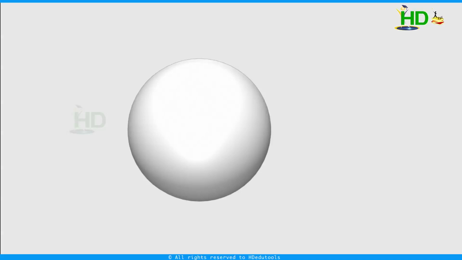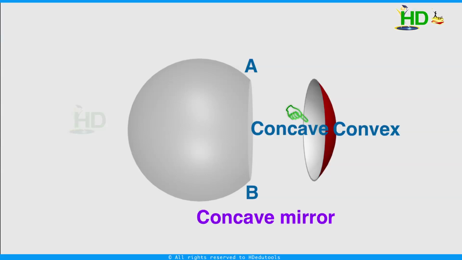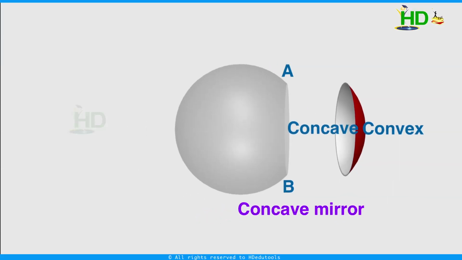Consider a hollow glass sphere as you are seeing in the figure. Now you cut along this AB as shown in the figure. The part that is cut off appears to be like a dish. If this portion is coated on the convex side, the side bulged outside, then the inner concave side becomes the reflecting surface. It acts as a mirror.